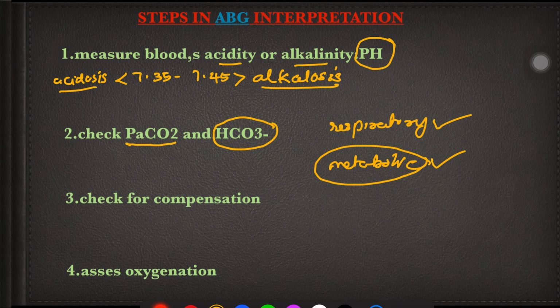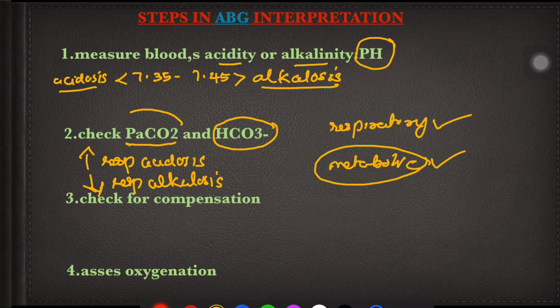If partial pressure of carbon dioxide is increased, it indicates respiratory acidosis, and if partial pressure of carbon dioxide is decreased, it indicates respiratory alkalosis, because if carbon dioxide partial pressure is increased, there is a chance of formation of hydrogen ion. So acidosis will occur, as I already told you. And if PaCO2 is decreased, it indicates respiratory alkalosis. If the problem is associated with the partial pressure of carbon dioxide, go for respiratory, and if the problem is associated with bicarbonate, go for metabolic.